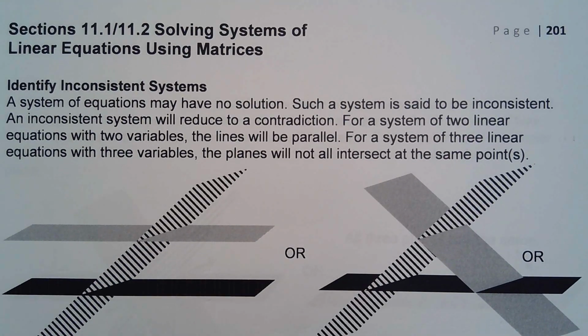Now we want to identify inconsistent systems. A system of equations may have no solution. Such a system is said to be inconsistent. An inconsistent system will reduce to a contradiction. For a system of two linear equations with two variables, the lines would be parallel. For a system of three linear equations with three variables, the planes will not all intersect at the same points.